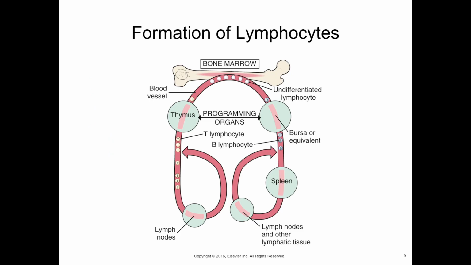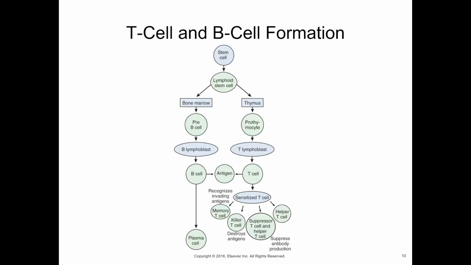And they also play a role in helping stimulate the production of more B cells. As you can see here, we get a generic rundown of how a B and T cell are made.